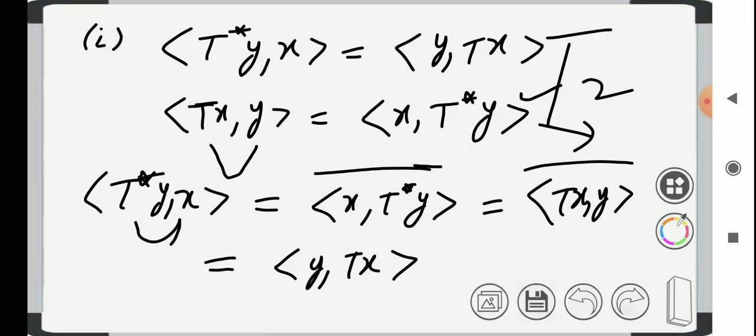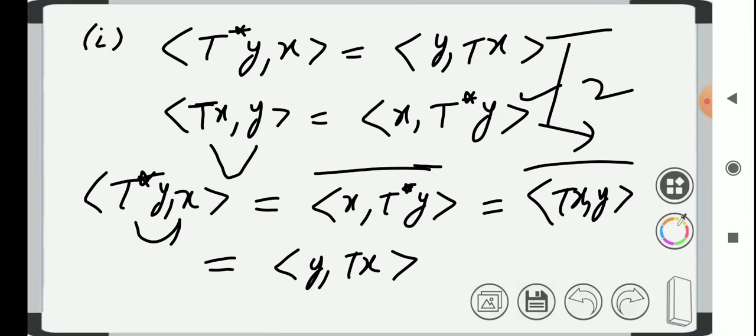Hence our property holds, that is, inner product of T star y with x is the same as inner product of y with Tx. Now we can freely move from one variable into the second by removing the star and by adding the star. This was our first property.